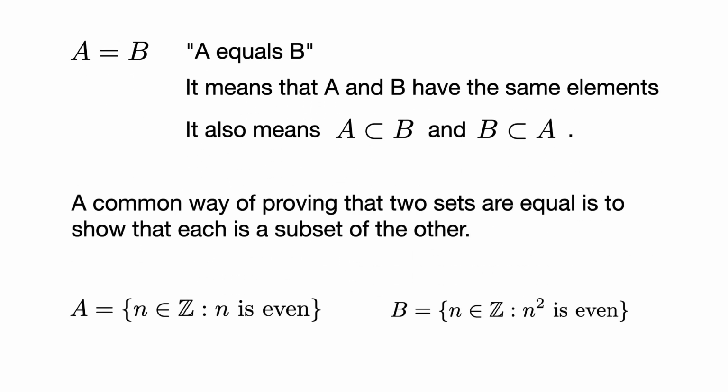A common way of proving that two sets are equal is to show that each is a subset of the other. And we're going to do an example now. A is going to be the set of integers n such that n is even, and B is going to be the set of integers n such that n squared is even. And the question is, are these different sets or are they the same?